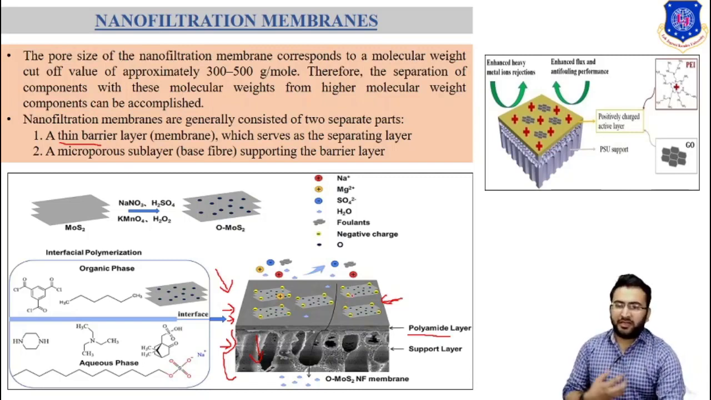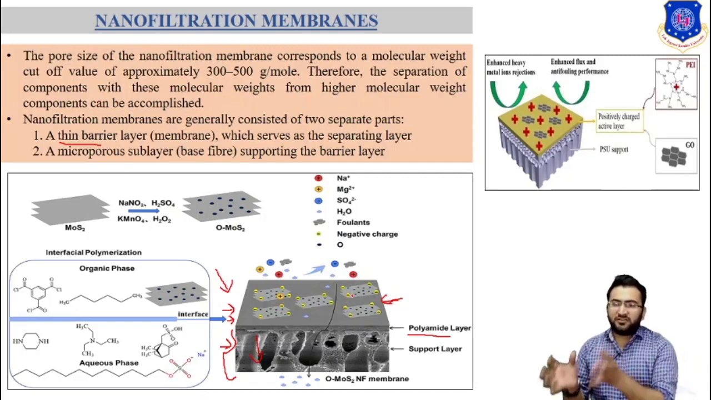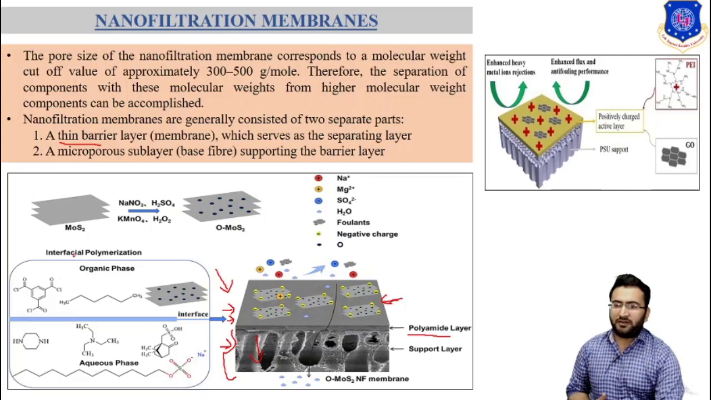This layer is mostly made of charged material such as polyamide, and most nanofiltration membranes are manufactured using interfacial polymerization. In interfacial polymerization, there is one phase which is an organic phase and a second phase which is an aqueous phase.